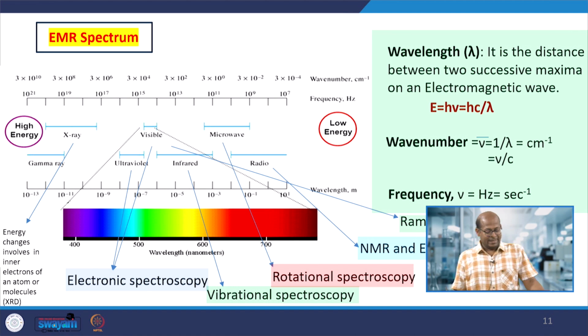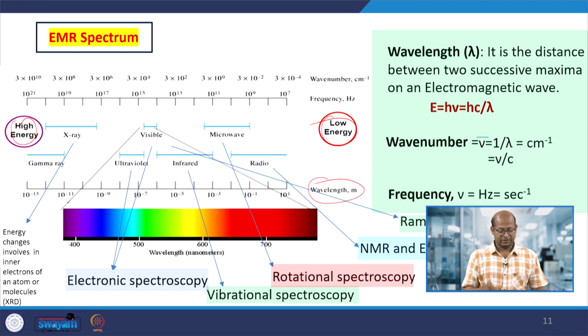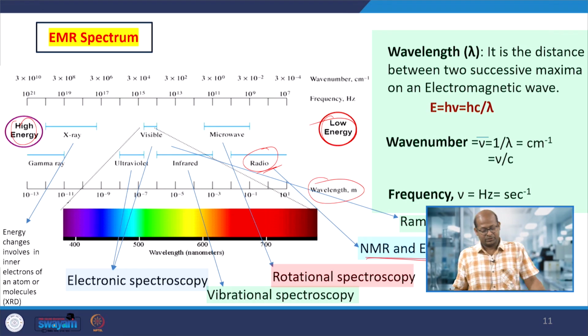Here in the electromagnetic spectrum there is an energy range, from low energy to high energy. These are the basic things. The wavelength is in that range. When it is radio wave, it is in that range, and that can be used for NMR or ESR spectroscopy.